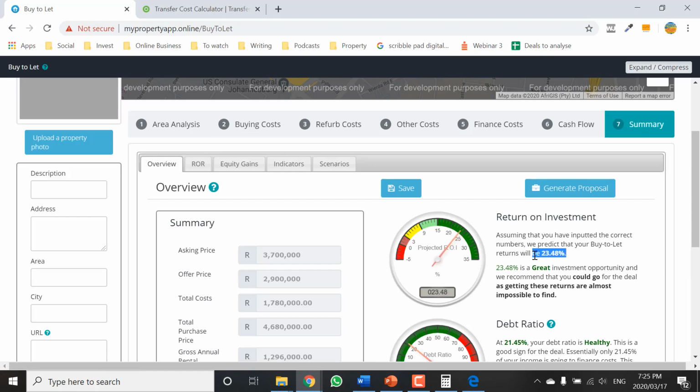No one's getting that. No bank is giving 24% returns. You've got a strong proposition where you can sell this deal to an investor wanting that kind of return.